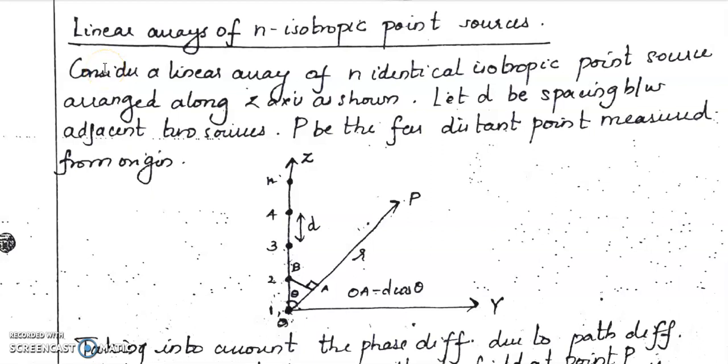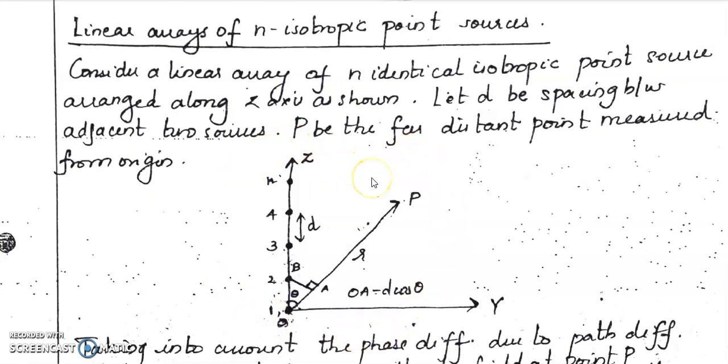Today we discuss a linear array of n isotropic point sources. Here we consider n isotropic sources. In the previous case, we considered two isotropic point sources, but here we discuss n isotropic point sources. We consider a linear array of n identical isotropic point sources. They are arranged along the z-axis, as shown in this figure.